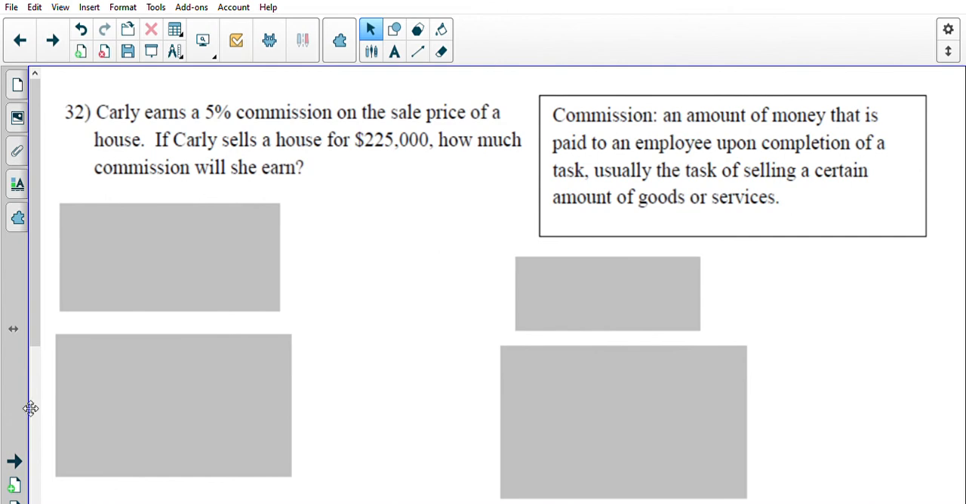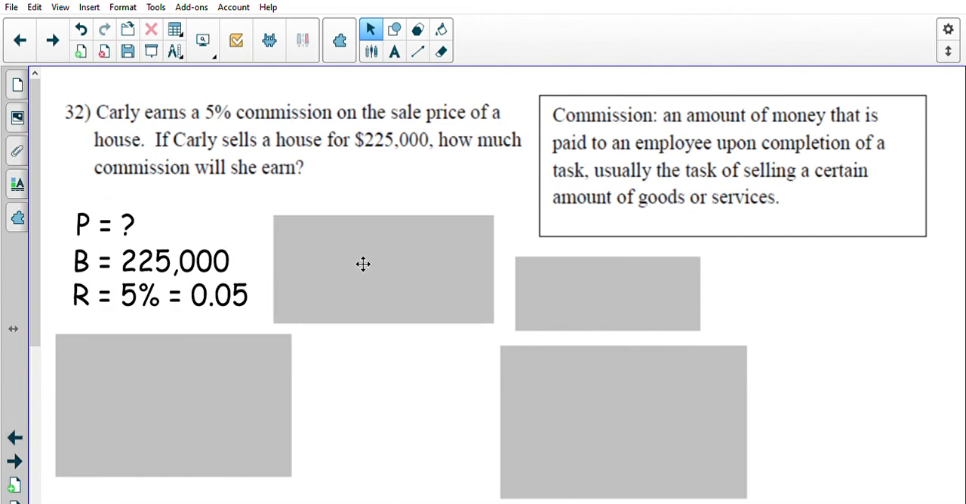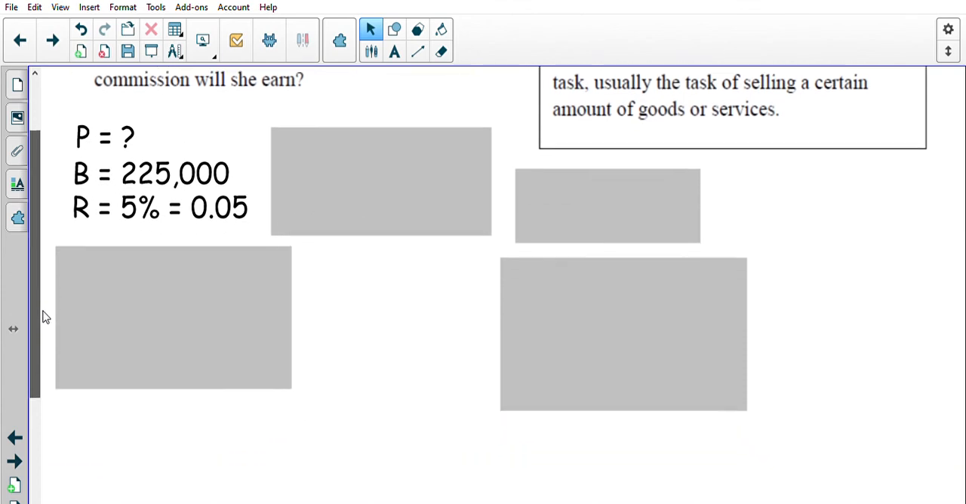So obviously for number 32, we are talking about a base of $225,000. That's the total it sold for. Our R is 5% or 0.05. My part is my unknown. What part did she earn out of the 225,000?